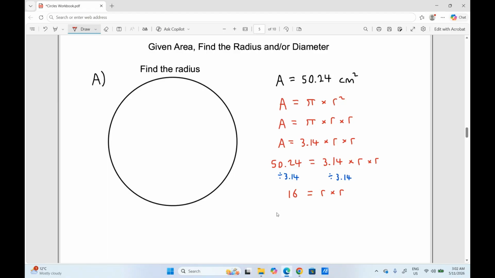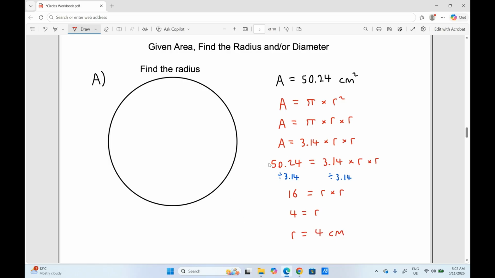Now you have to do some logical thinking here. What number times itself can get me 16? So what would that number have to be? If you're thinking right, it would be 4, right? Because 4 times 4 is going to be 16. So radius would have to be equal to 4. And I want to remember my units: since my area is in centimeters squared, my units for radius would be 4 centimeters.